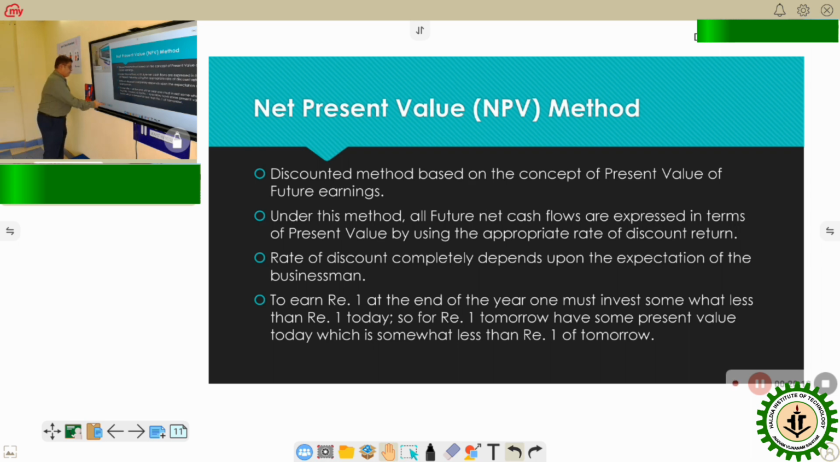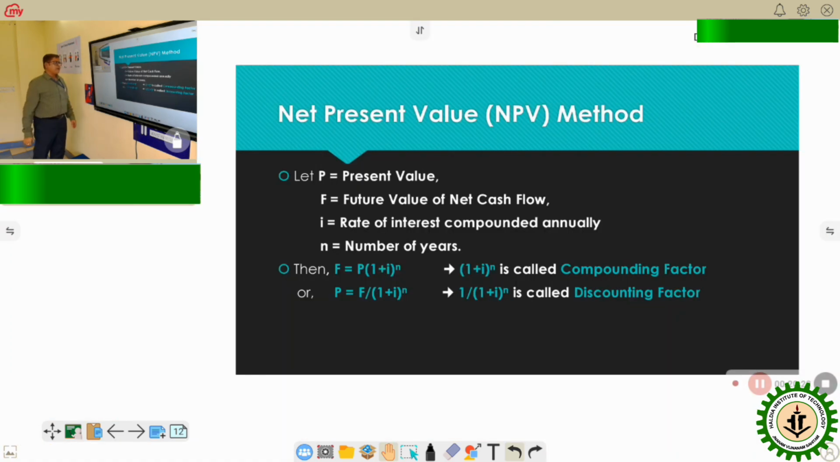Now let us work out with the formula. Here we need to compute the discounting factor. Now let us say what is the discounting factor and what is the compounding factor. Compounding factor means we know the present and need to determine the future. Say an amount of rupees 100 after 5 years at 10% rate of interest. So we determine the compounding factor by using the formula (1 + i)^n, where i is the rate of interest and n is the number of years. That means we are converting present to future.